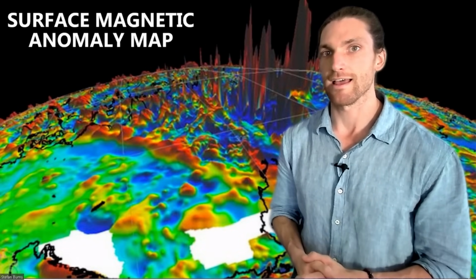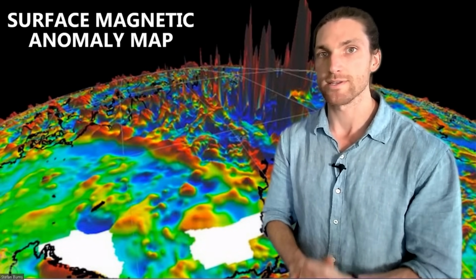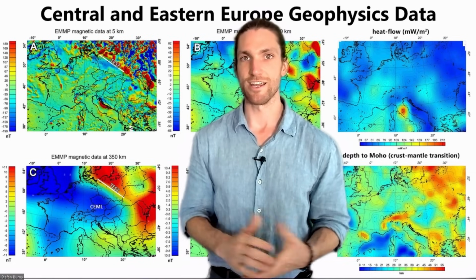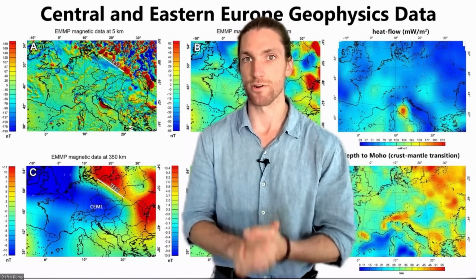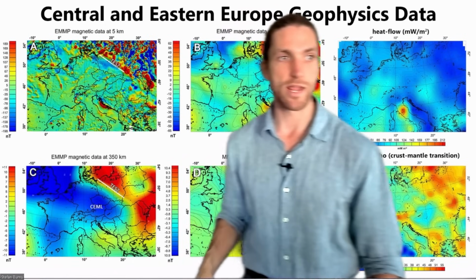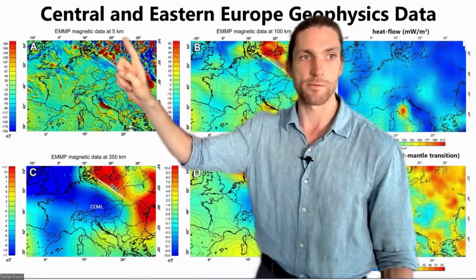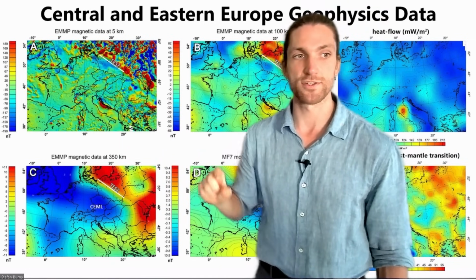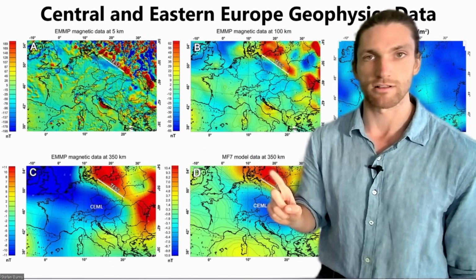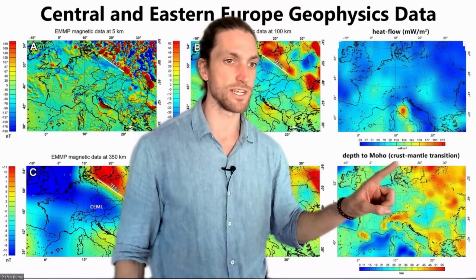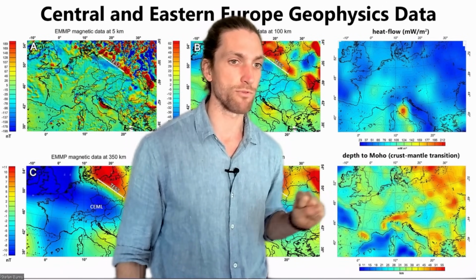And so let's look at a few different maps that describe why we see this very large magnetic anomaly in Central and Eastern Europe. Here are 6 different maps which help us to understand this extreme magnetic anomaly. We have a magnetic data map from 5 kilometers up, another one at 100, a third one at 350 kilometers above the surface, and then a model at 350 kilometers up. We also have a heat flow map and a depth to MOHO, which is the crust to mantle transition zone map right here. And so this tells a complex geologic story.